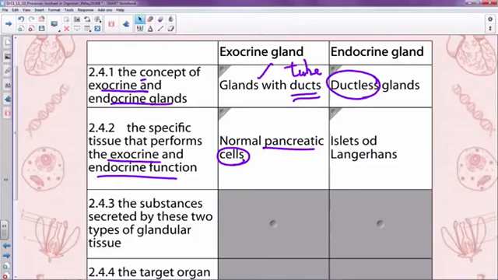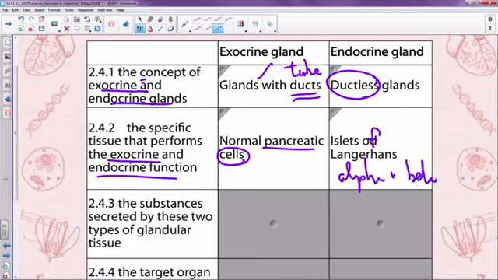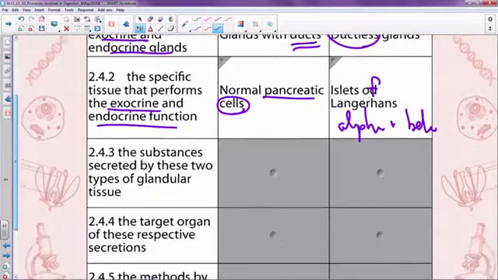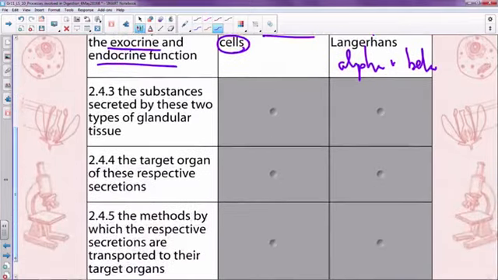Okay, let's look at the endocrine function of the pancreas. So in the pancreas you've got patches of cells called the islets of Langerhans, and these are alpha and beta cells that produce insulin and glucagon. So you've got your alpha and your beta cells that produce both the secretions of the endocrine function of the pancreas.